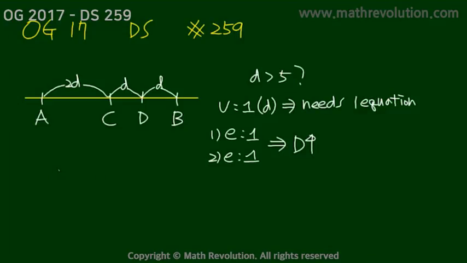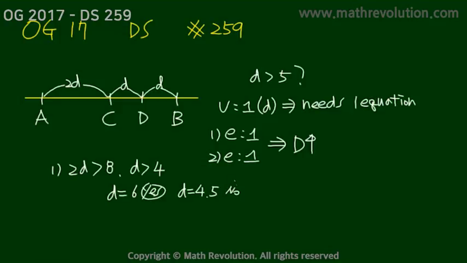Let's look at condition 1. 2D is greater than 8, which means D is greater than 4. Now this is not sufficient because D could either be 6, in which case the answer is yes, but it could also be 4.5, in which case the answer is no. So condition 1 is not sufficient.